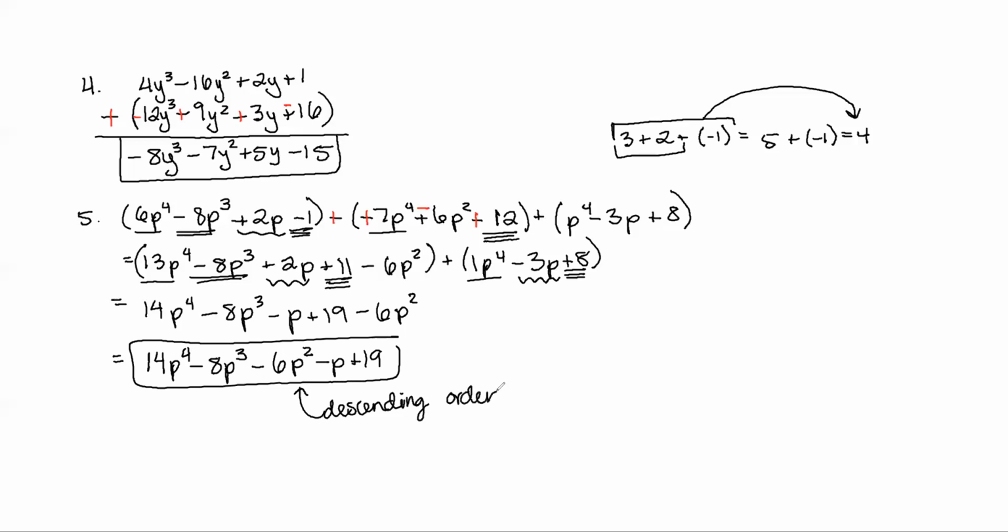If you would have just added all of the terms together, so 6p to the 4th, so 6 plus 7 is 13, plus 1 is 14. That'll get you straight down to this answer, but it's up to you if you want to break it down into 2 steps or 3 steps, or if you want to just do it in 1.